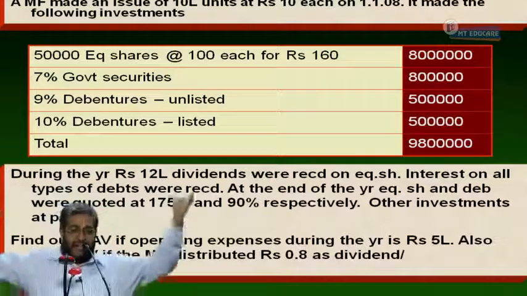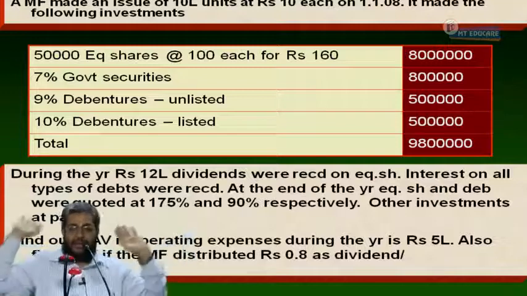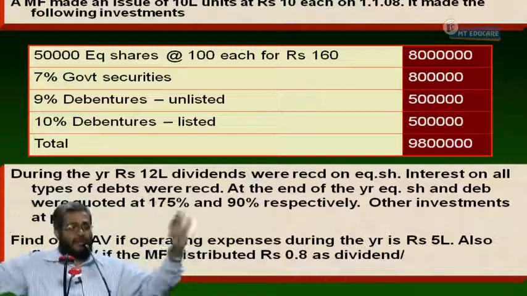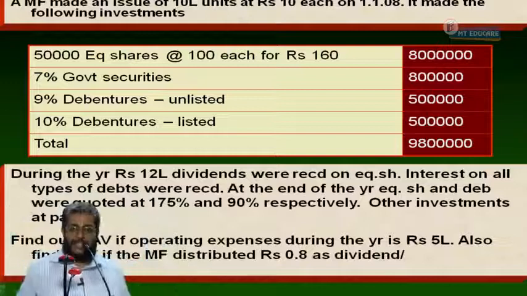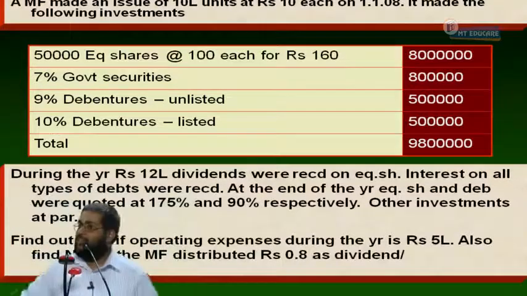What is NAV? The value of the fund divided by the number of units. Value of the fund includes market value, all cash with it, minus all the amount paid by it. Can I proceed or not? Now, can I start with the solution together?